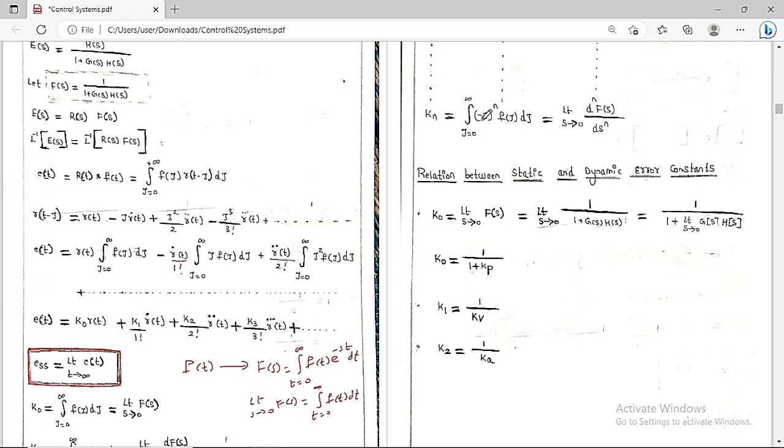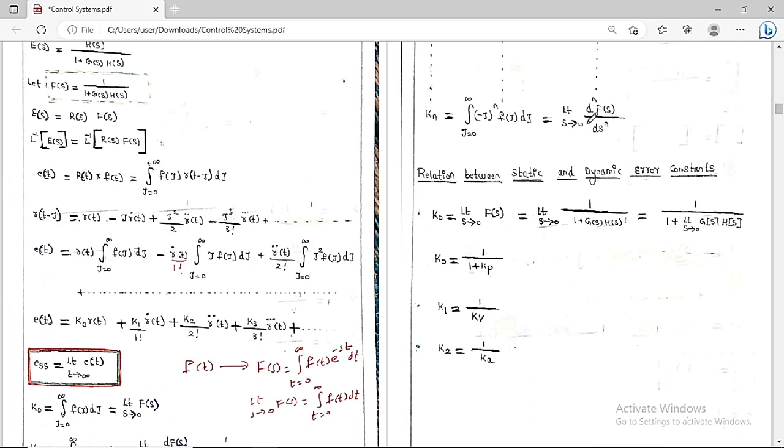So what is k0? k0 is equal to limit s tends to 0 F of s. k1 is equal to limit s tends to 0 dF of s by ds, and k2 is equal to limit s tends to 0 d square F of s by ds square, and finally kn is nothing but limit s tends to 0 the nth derivative of F of s with respect to s.